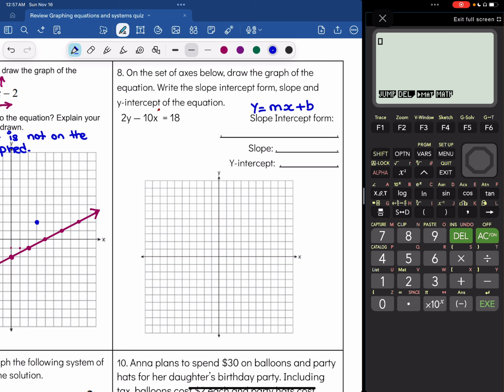So we need to take our equation here from standard form to slope-intercept form. All we're doing is solving for y. We're trying to get y by itself. That's it. So I need to get this 2y by itself. I need to move the negative 10x over to the other side. How do I do that? I just use inverse operations, right? I do the opposite. So here we have a negative 10x. What's the opposite of negative? Positive, right? So here, if I want to get rid of the negative 10x, I'm going to add 10x.